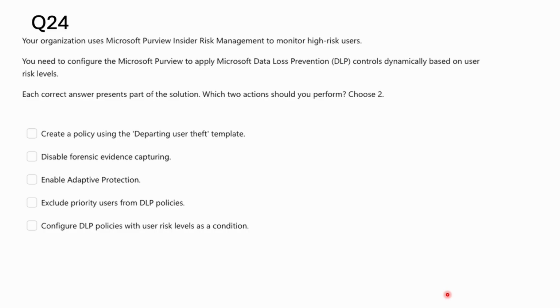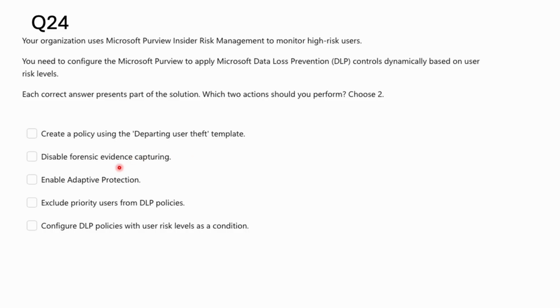For example, for a high risk user, block external sharing for sensitive content. For moderate risk users, only audit external sharing. As for the other options, create a policy using the departing user template: this template is for detecting data theft by departing employees, but it does not directly enable dynamic DLP controls based on ongoing risk labels.